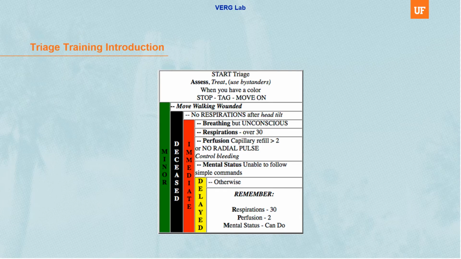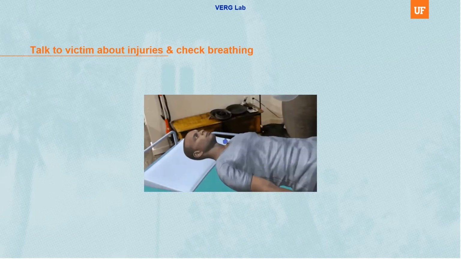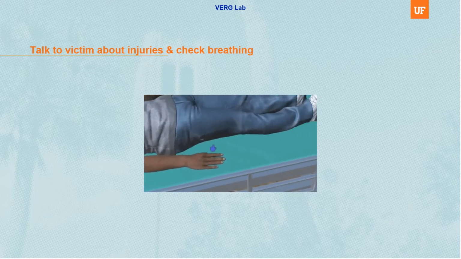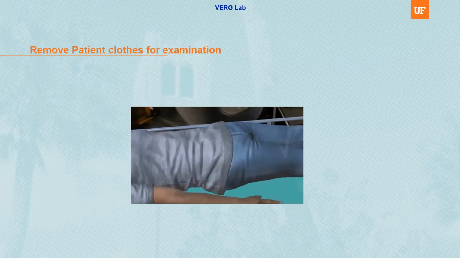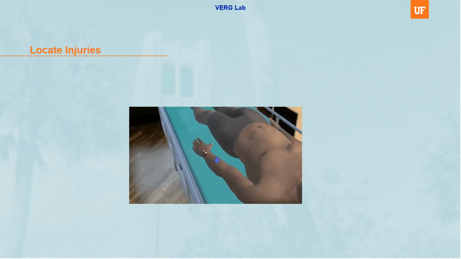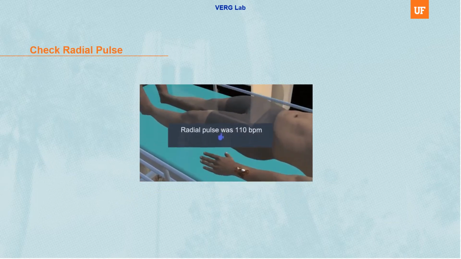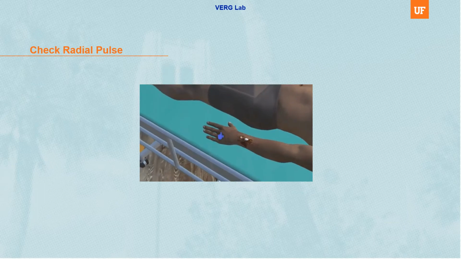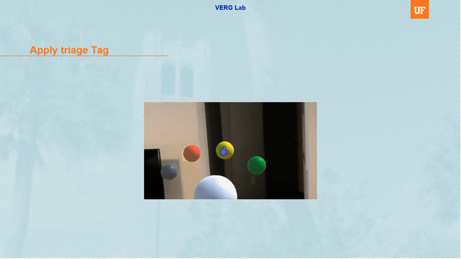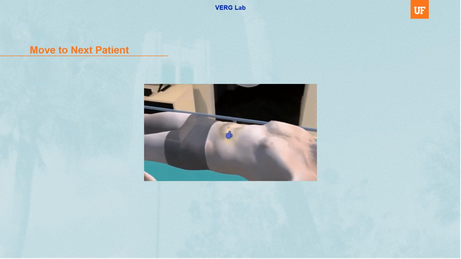Our simulation followed the guidelines for START triage, which includes 4 categories to triage patients as. When triaging patients during this simulation, participants could talk to the victims about their injuries, check their breathing, remove patient clothing for examination, walk around the patient to locate injuries, check the radial pulse of the patient, apply a triage tag based off of START triage, and then participants could move on to the next patient.